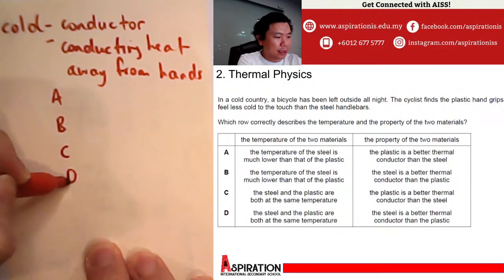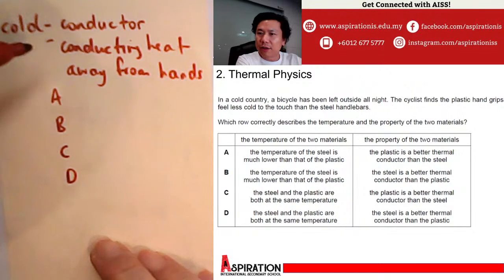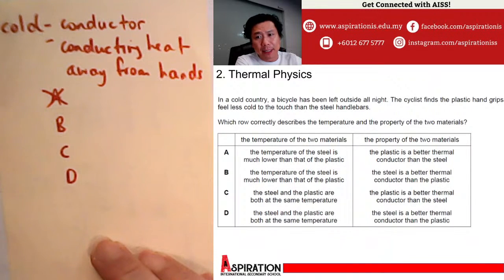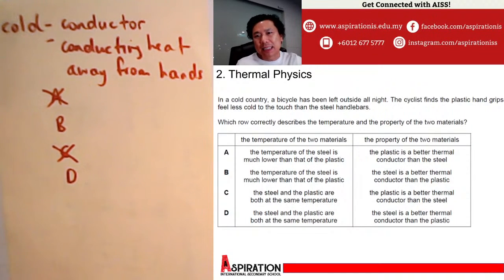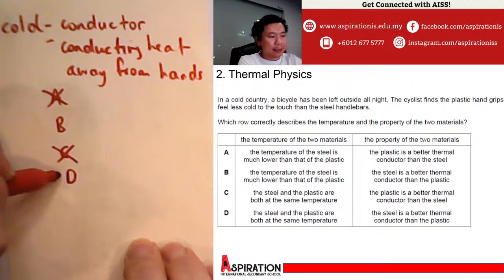A, B, C, D. Now, of course, immediately you can rule out A because definitely plastic is not a better thermal conductor. And C is also not. So you know that it's definitely B or D. A and C cannot be the answer. So the answer is either B or D. So it is whether the metal and the plastic are at the same temperature. They have been left out in the night, in the same place for hours. They have the same temperature. So the answer is D.